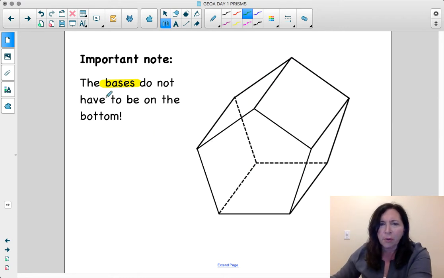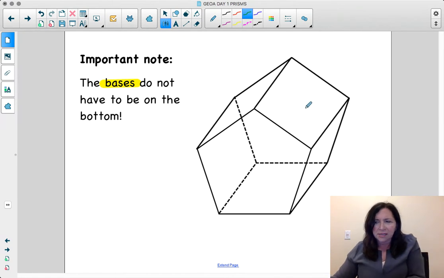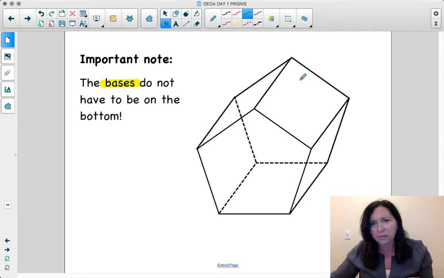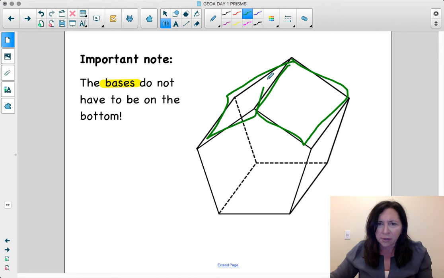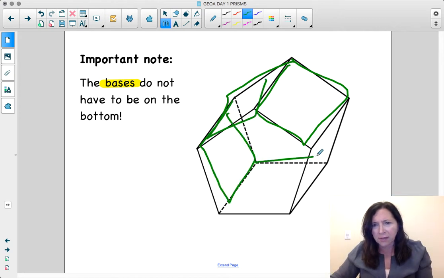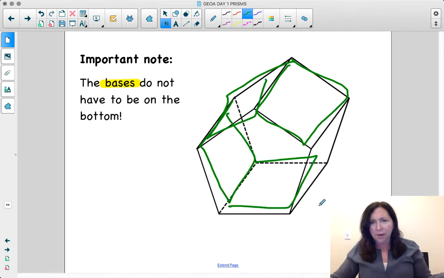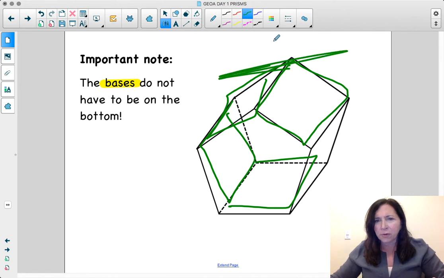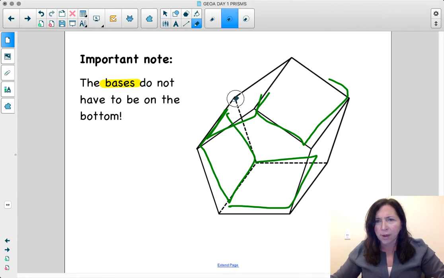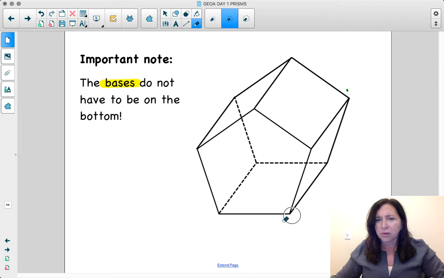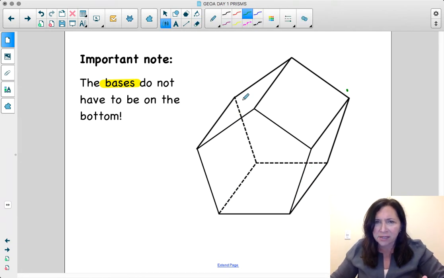Okay. Important note is that bases don't have to be on the bottom, of course. But I do need you to understand something. If this is a prism, your bases have to match. So basically, if you look around this prism, you've got a rectangle here, right? A rectangle here, oh, another rectangle. See how a rectangle's all the way around? What that means is if those are all rectangles going all the way around, what that's telling you is that my base edges or my two bases are here.